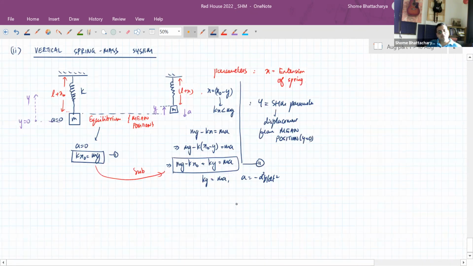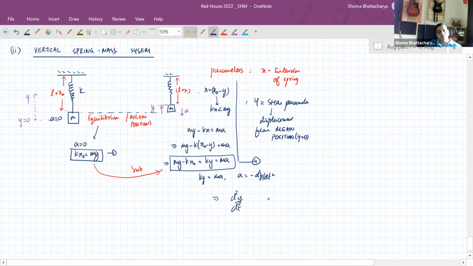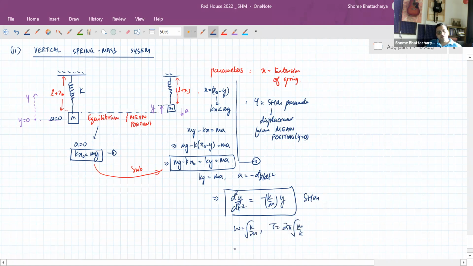So d2y by dt square is minus k by m into y. So this is an SHM with omega equal to root k by m, time period equal to 2 pi root m by k, and y will be A sin(omega t plus phi), where again A is the square root of y naught square plus v naught square by omega square. Like that.